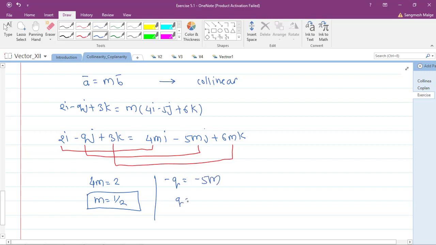So what does q come to? q is 5 into 1/2, which is nothing but 5/2. That's it. This is my answer. Is it okay? So q equals 5/2. It's very, very simple. Good.